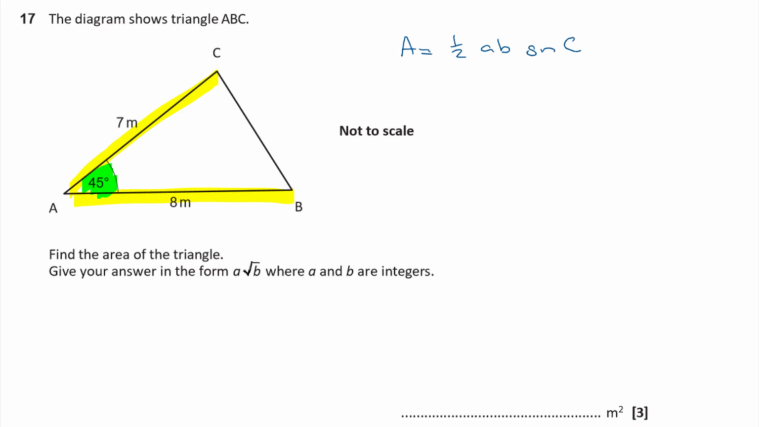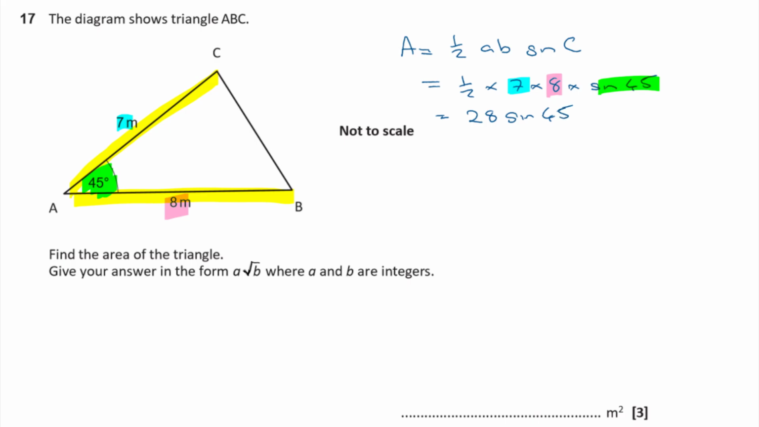Okay, so in this case a and b would be 7 and 8 and C would be 45. So the area of this triangle is a half times 7 times 8 times the sine of 45 degrees, just subbing in from what we had from the diagram. Tidying that up, I'm going to divide the half into the 8, which gives me 4, and then 4 times 7 is 28, so that's 28 lots of sine 45.